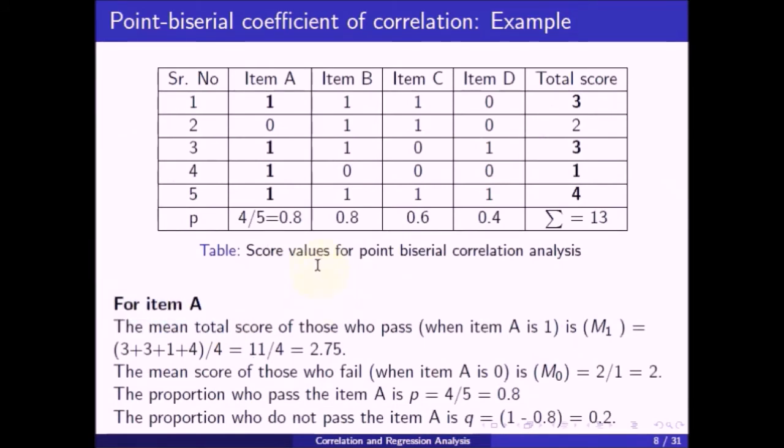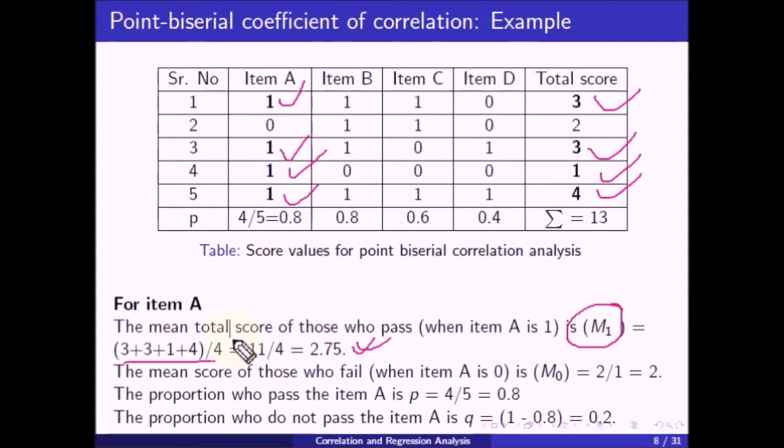Now suppose we want to know the correlation coefficient between item A and the total score. For item A, we need the mean total score of those who pass, that is, when item A is 1. We have to calculate M1. If A is equal to 1, the total scores are 3, 3, 1 and 4. So 3 plus 3 plus 1 plus 4, divided by 4, is 11 by 4, that is 2.75. This will be M1.